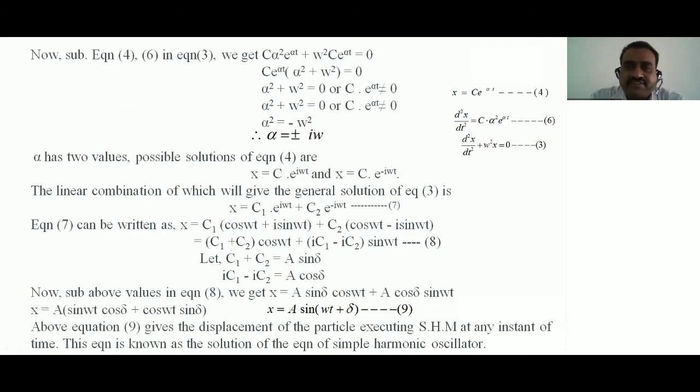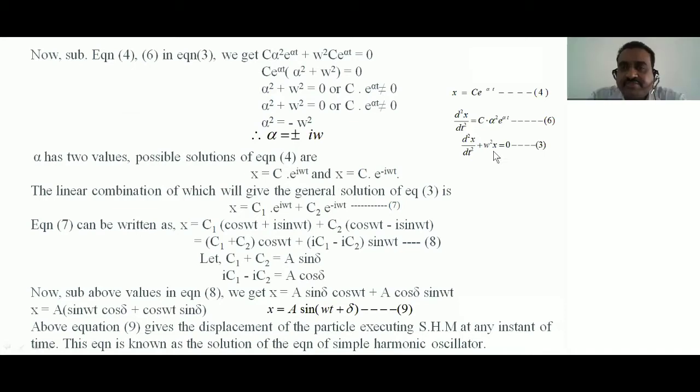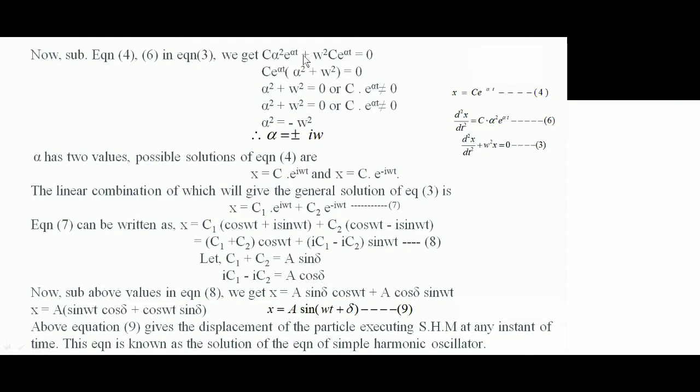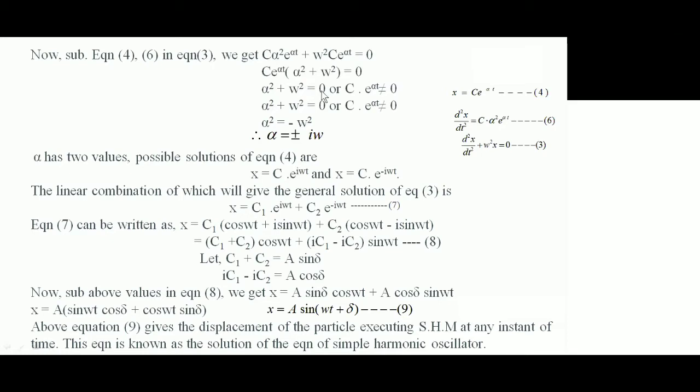Now substituting equations 4 and 6 in equation 3. In equation 3, in place of d square x by dt square, we substitute c alpha square e to the power alpha t, plus omega square times c e to the power alpha t. So c e to the power alpha t is the common factor, remaining alpha square plus omega square is equal to 0. So alpha square plus omega square is equal to 0.